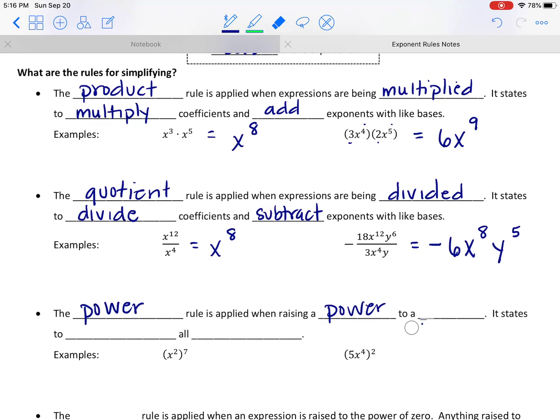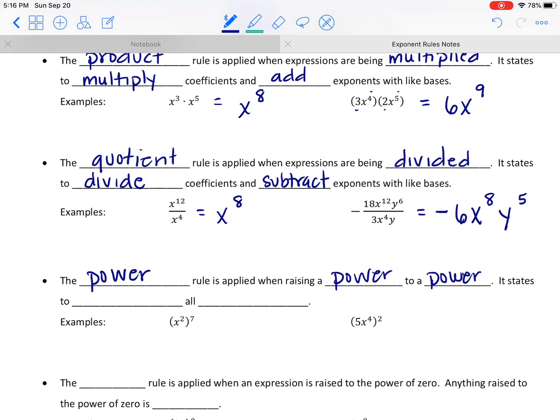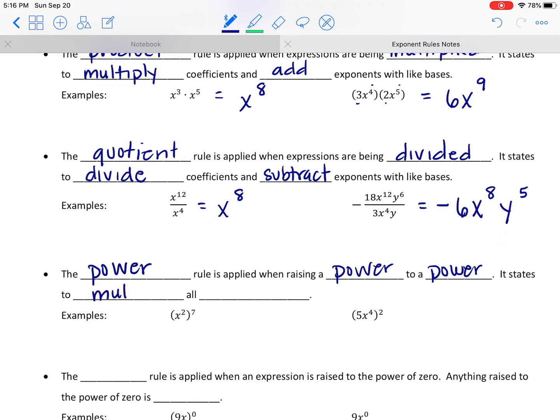It applies when you're raising a power to a, oops, I erased my word here, a power to a power. And it's telling us to multiply all of our exponents. Okay, just remember everything has an exponent.